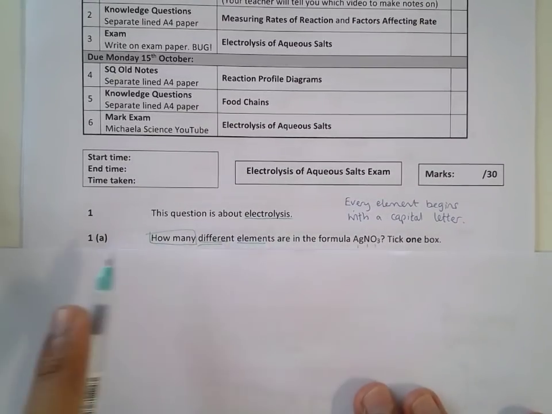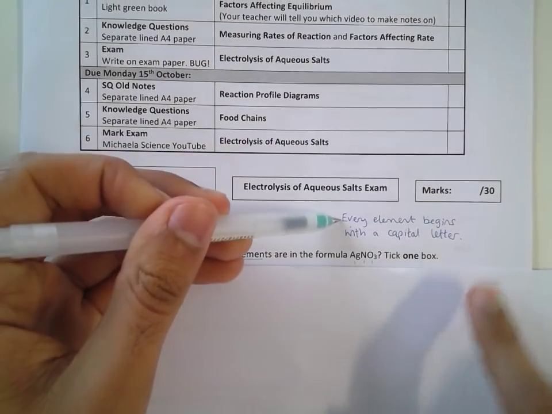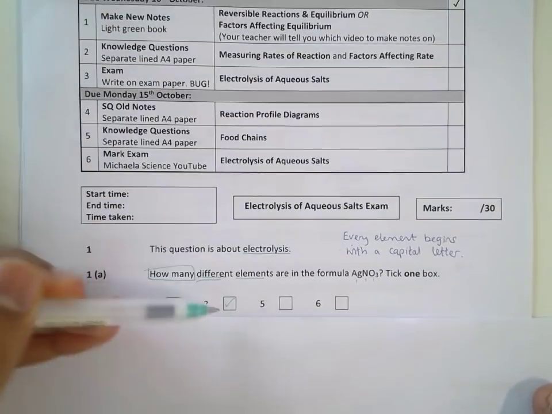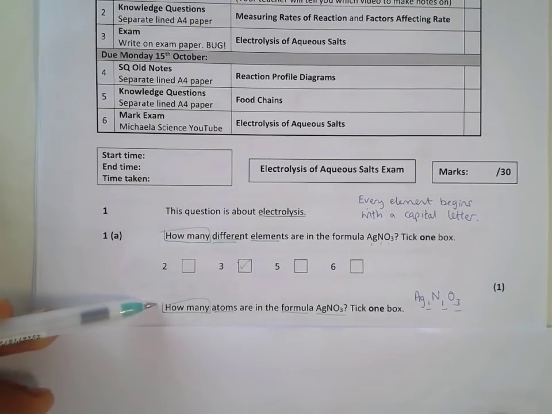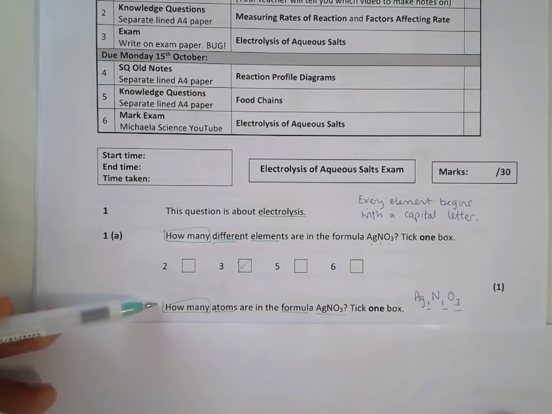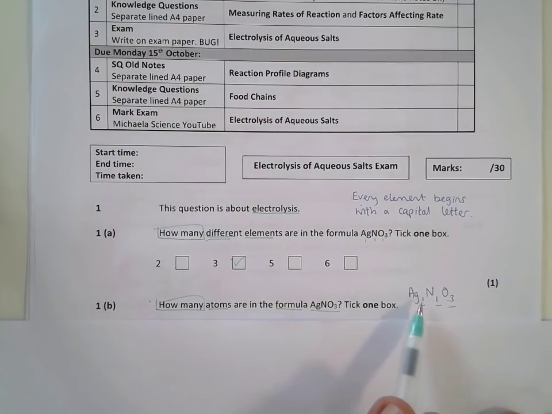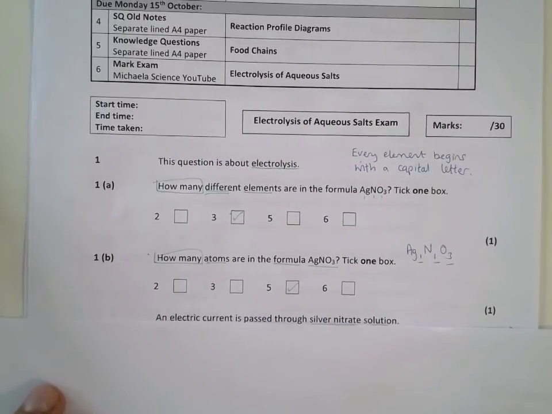This question is about electrolysis. How many different elements are in the formula AgNO3? Tick one box. Remember, every element begins with a capital letter. In this case, there are 1, 2, 3 capital letters, so there are 3 elements. How many atoms are present in the formula AgNO3? Well, if we were to rewrite that with the invisible ones, we would see there is 1 silver, 1 nitrogen, and 3 oxygen atoms, so there is a total of 5 atoms.